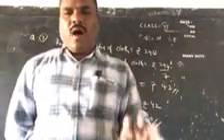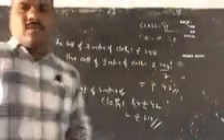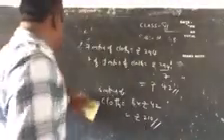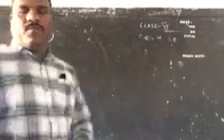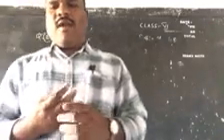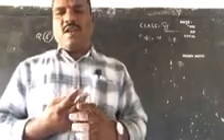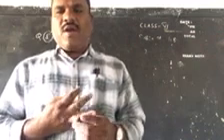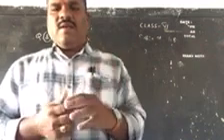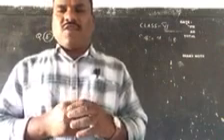Understood, children? Now problem number 8, children. Okay, and here the problem says: a farmer has sheep and cows in the ratio of 8:3.